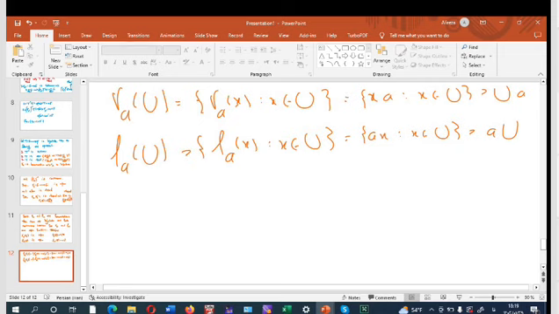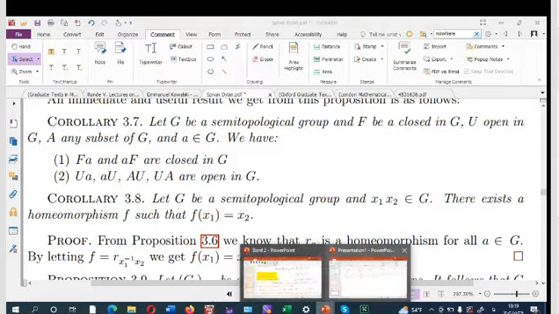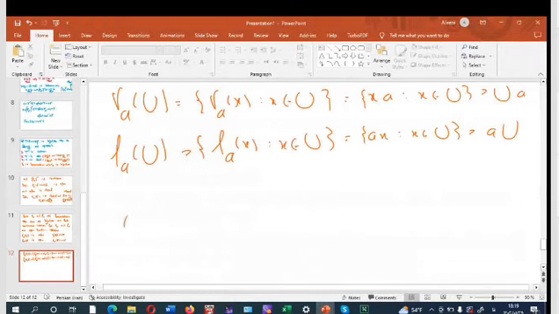So that these two are open. But these two are open again. This is very nice. Please note that AU equal to the union of all AU such that A belongs to A.